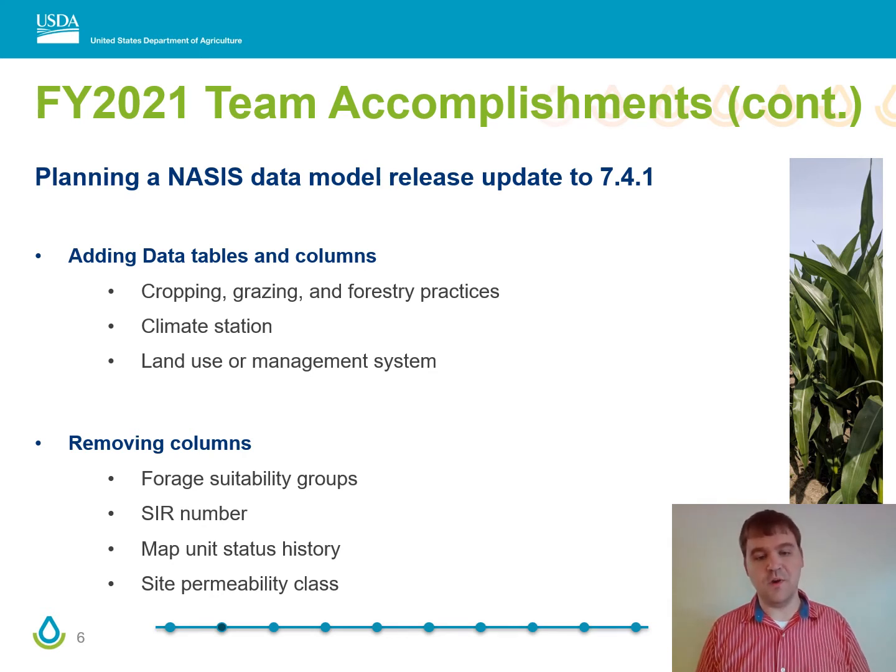We'll also be removing some columns. So the forage suitability groups, the soil interpretation record number, we haven't used that in a great many years, and also the map unit status history, which we actually are able to store in a different place, so that one's not needed anymore. And then finally, the site permeability class will also be going away.